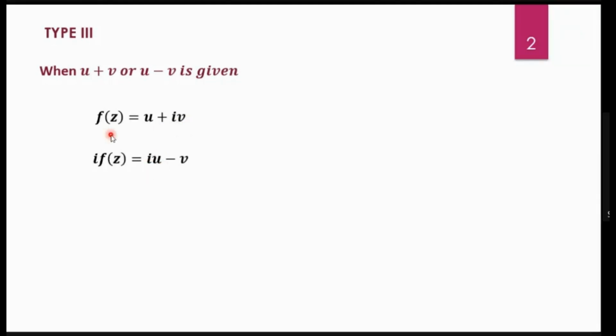Okay? So what have I done? f of z, we know, is equal to u plus iv. So I multiplied, just to get u plus v or u minus v, we are doing this step. Multiplying this function by i, we get i into u plus i square into v, but i square is equal to minus 1, so that is minus v. Now we have to add these two equations.